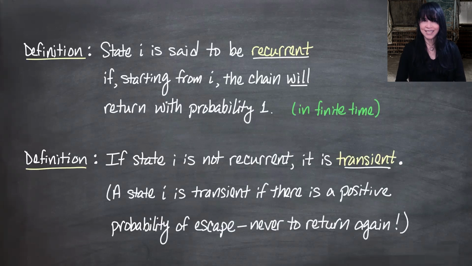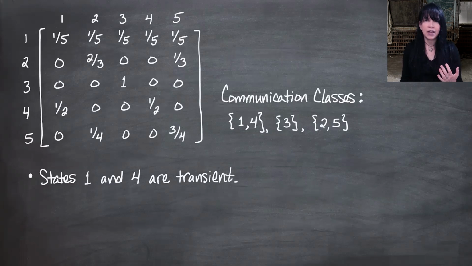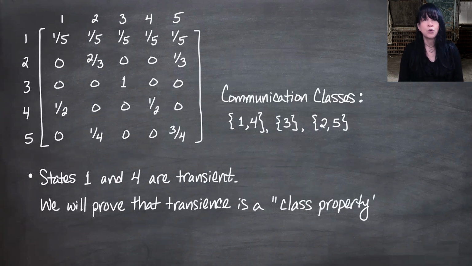So going back to our example, states 1 and 4, I claim are transient just by conversational argument. We are going to do this more formally. And there is some positive probability of escaping these states, never to return again. We're going to prove that transience and recurrence is a so-called class property. What this means is if you have a class of states, a communication class, where everything in that class communicates with everything else, then if just one of those states is transient, they all must be transient.